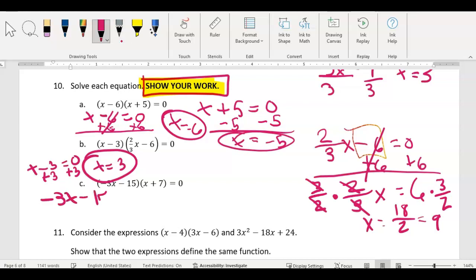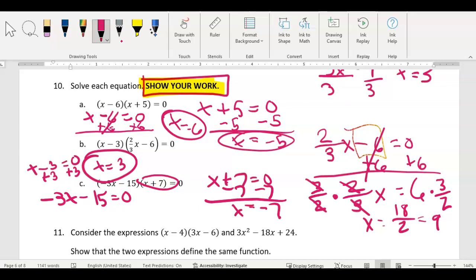Negative 3x minus 15 equals 0. So again, I'm setting the first one, and then x plus 7 equals 0. Let's start with this one that's a little easier. I'm going to subtract 7 from both sides. We get x equals negative 7. It's our first one. Now for this one, again, this has a negative in front of it, but this is multiplication. So inverse operations, I'm starting with adding 15 to both sides. And then we get negative 3x. I'm going to divide both sides by negative 3. And we'll get x equals negative 5.